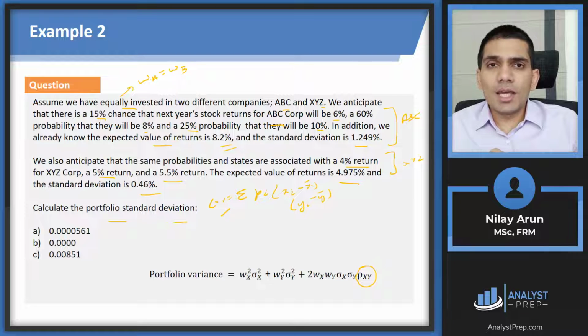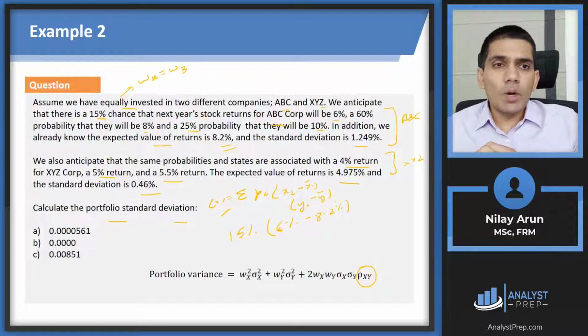Now let's look at the first scenario. There is a 15% chance that next year's stock return will be 6%. So for the first one, let's do that as an example. You have a 15% probability. Now Xi, that is 6%. That is the first data point that we are looking at. Minus what is the expected value of the return, that is 8.2%. So that becomes 8.2%.